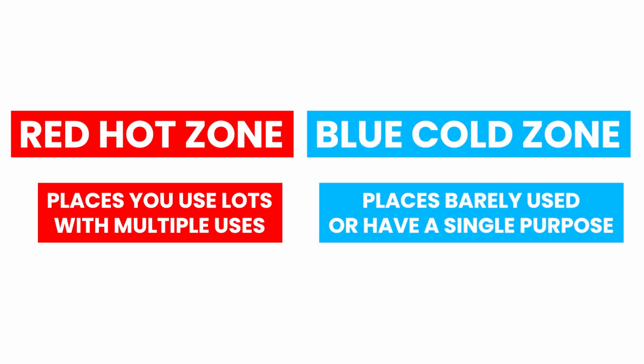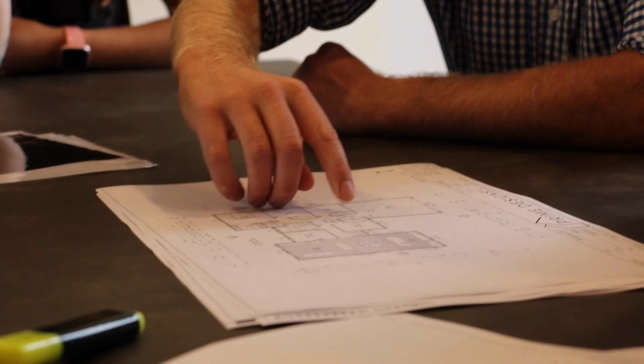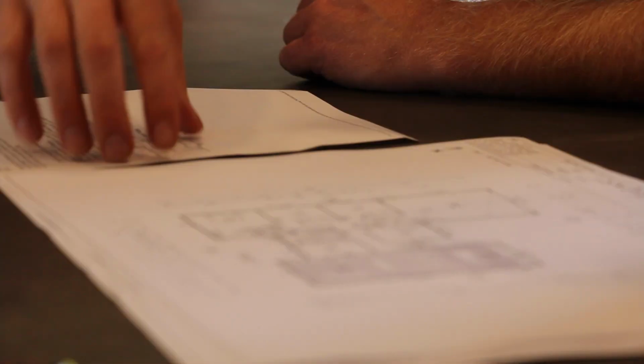And then think about, in the opposite, the blue cold zones. Where are the parts of your house that you spend the least time? Where do you go less than once a day or even once a week? Get a floor plan of your house and start mapping those things out. Circle the red hot zones, color in the blue zones.